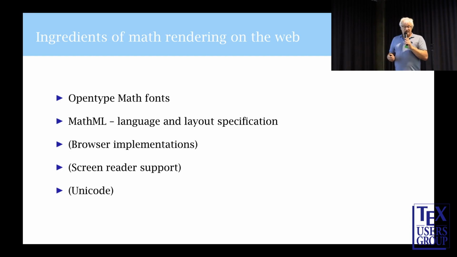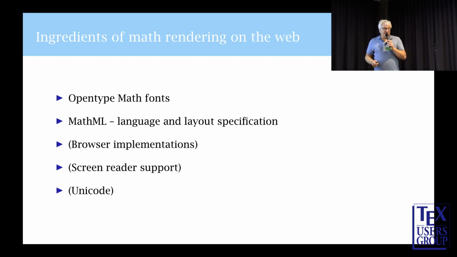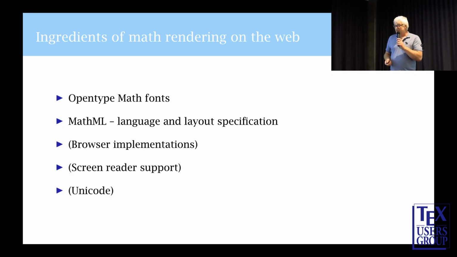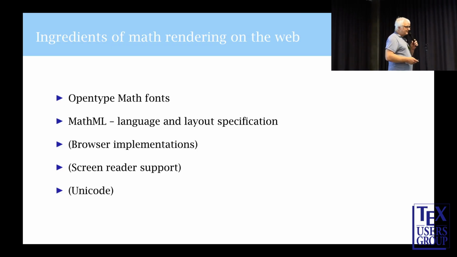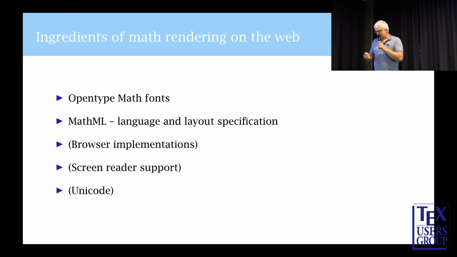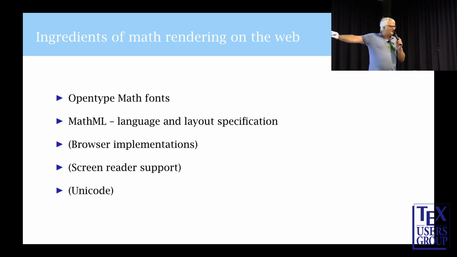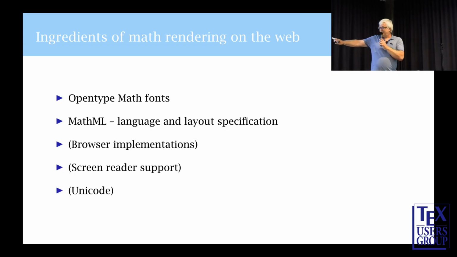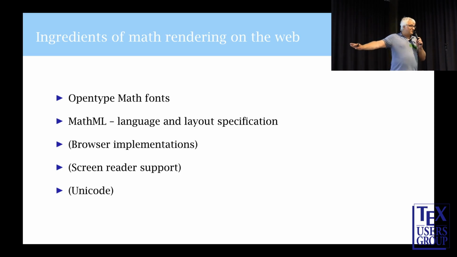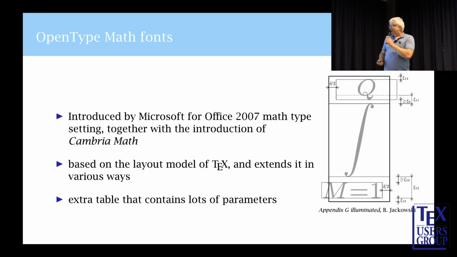And there, the important part is that the mathematics is converted to MathML. And then for the rendering on the web, what you need are OpenType fonts. This is the one ingredient, of course. You need MathML, in particular what is nowadays in most common use, MathML Core. I will talk about this later. And then there are lots of other things like browser implementations. We see huge differences between various browser implementations. Screen reader support, which fortunately is already quite good. And of course, Unicode is also something that is needed.